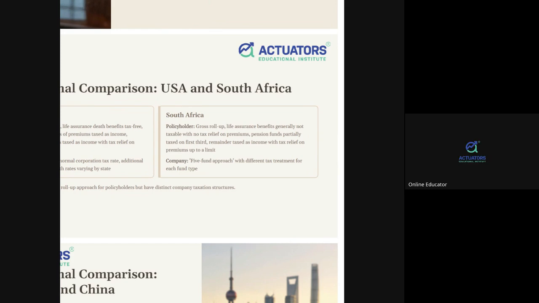Okay. Yeah. Cool. Now, South Africa has a very interesting approach when it comes to company taxation, corporate taxation. What they have done is they've divided the companies into something called a 5-fund approach. Okay. So in the UK, you have two categories, BLAGAB and non-BLAGAB. In the country of South Africa, they have divided it into 5 categories, and each of these 5 categories have different tax treatments.